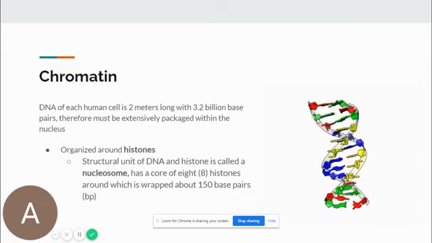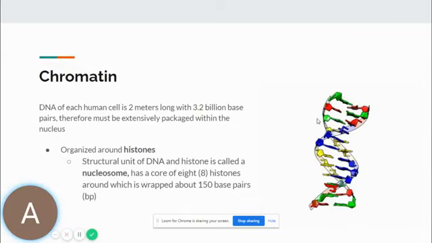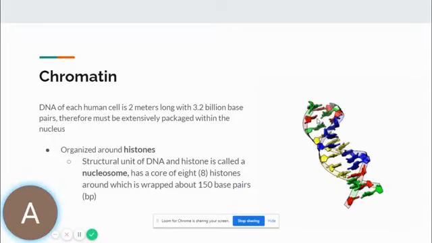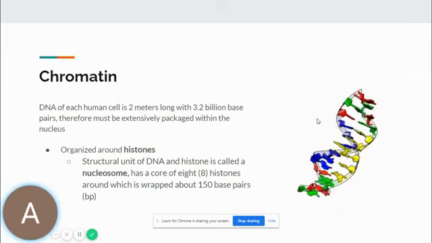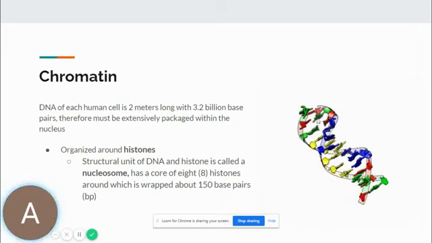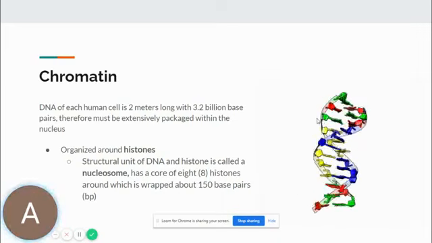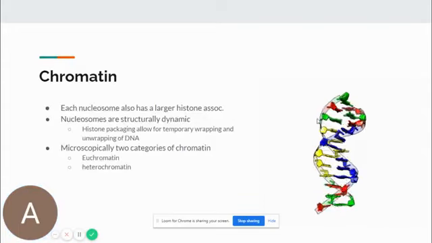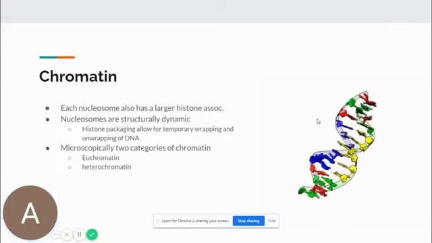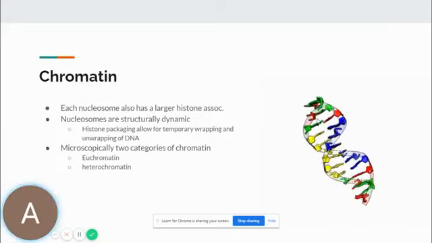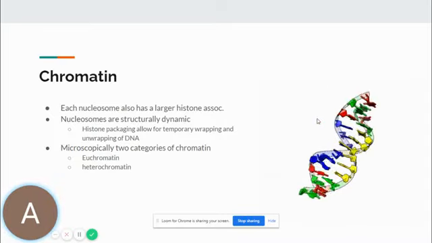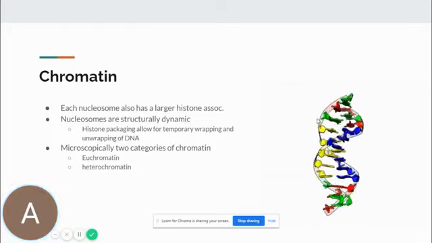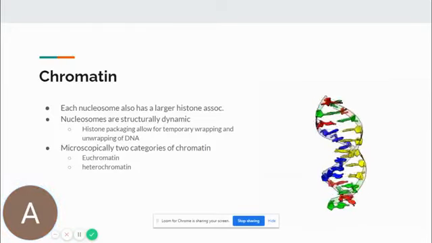But the most basic structural unit is called a nucleosome. It has a core of 8 histones around which is wrapped 150 base pairs. So how does the nucleus package the chromatin? They organize it around histones. Each nucleosome also has a larger histone associated with it. Nucleosomes are structurally dynamic. Histone packaging allows for temporary wrapping and unwrapping of DNA.